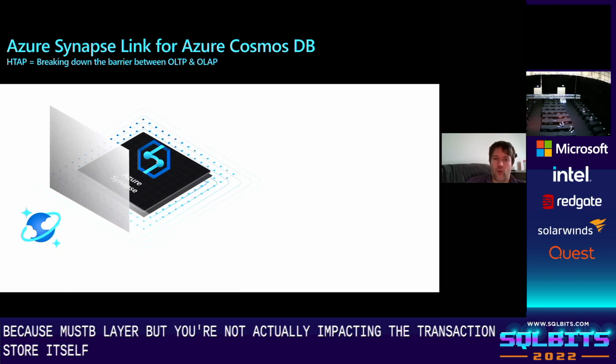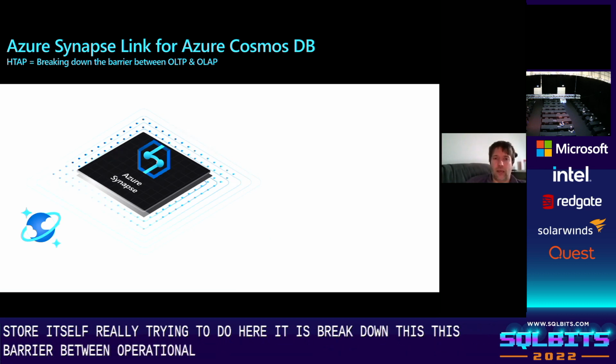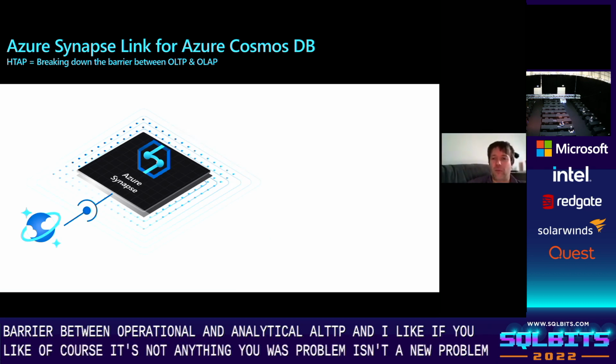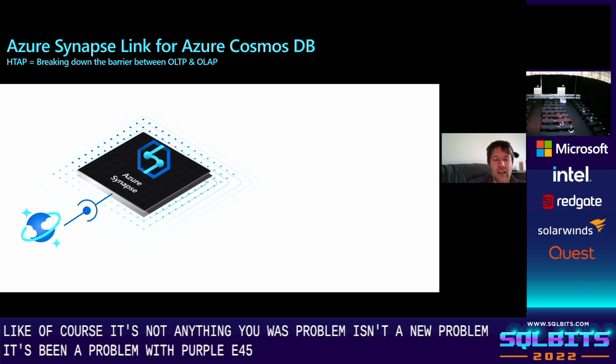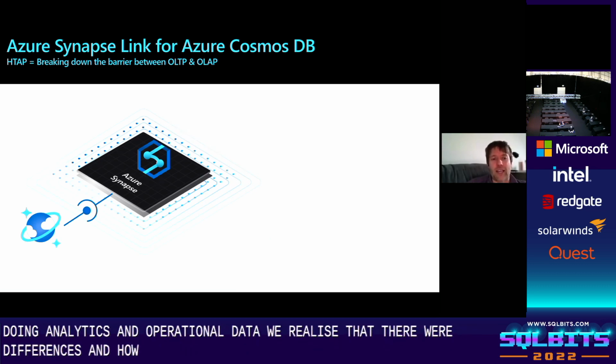So what we're really trying to do here is break down this barrier between operational and analytical, OLTP and OLAP, if you like. And of course, it's not anything new. This problem isn't a new problem. It's been a problem for probably 40, 50 years. As soon as we started doing analytics on operational data, we realized that there were differences in how you model data effectively for operational purposes versus analytical.